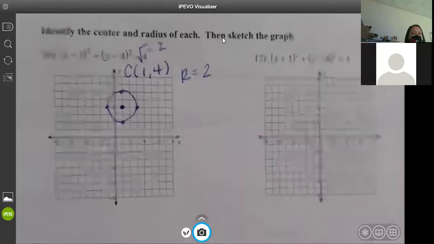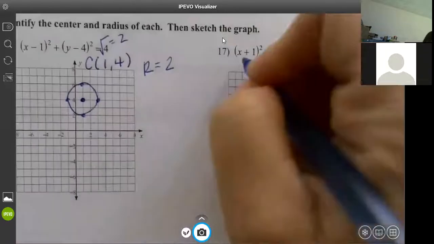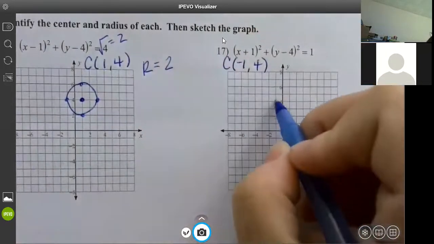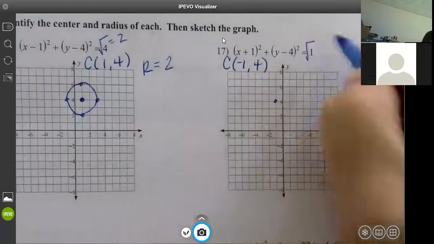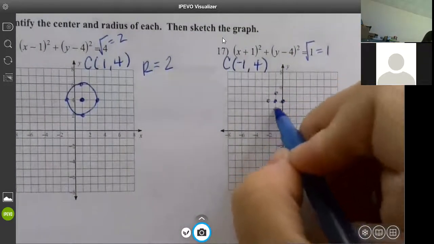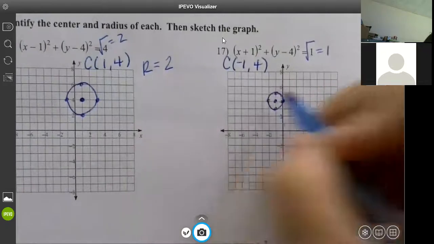17. -1, 4 for your center. That's okay. Take the square root of 1 and you get 1. That's your radius. So up, down, left, right, 1. And connect your dots.